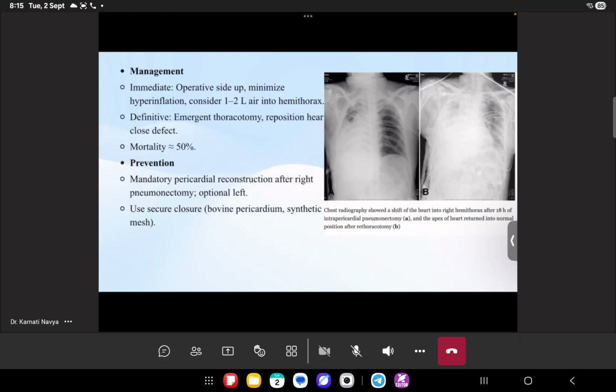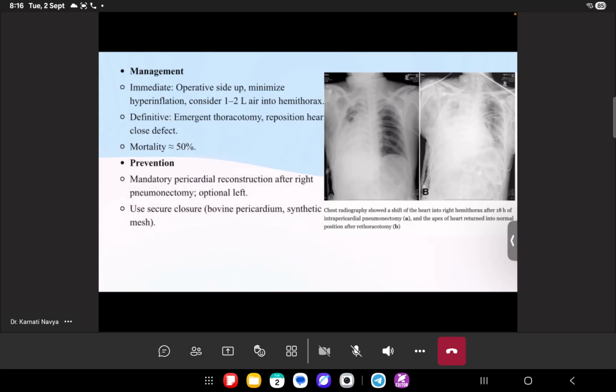For immediate management, the patient should be positioned with the operative side up, minimize hyperinflation, and consider injecting 1 to 2 liters of air into the hemithorax. Definitive management is emergency thoracotomy, repositioning the heart and closing the defect. Mortality is up to 50% in such cases.